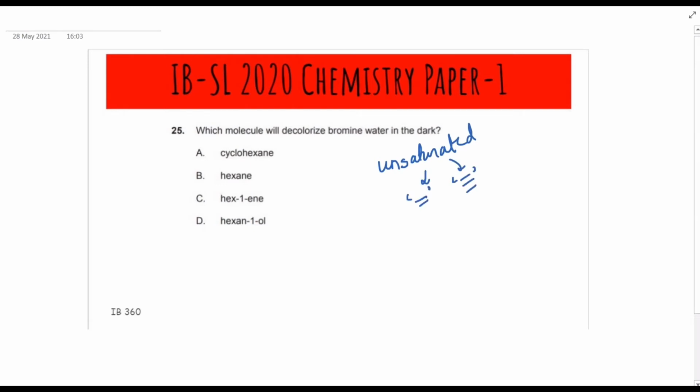So in this list, cyclohexane doesn't contain any double bond or triple bond. It looks something like this. Hexane is this thing. So again, hexane doesn't contain any double or triple bond. Hex-1-ene is interesting. It has one double bond, and hexan-1-ol is basically this thing. So out of all these four options, only hex-1-ene has a double bond, or hex-1-ene is unsaturated. So option C will be our correct answer.